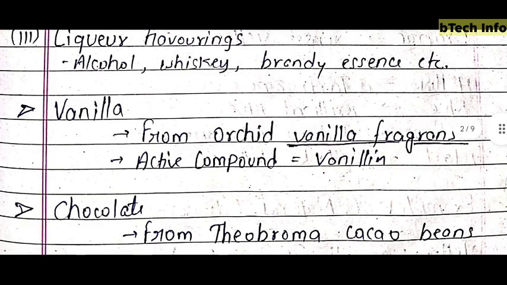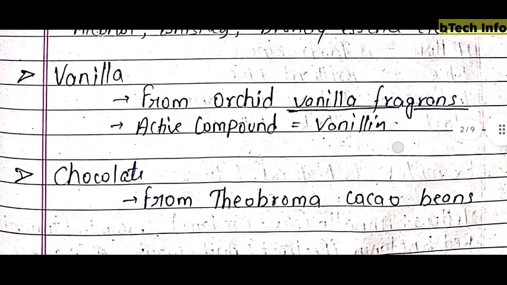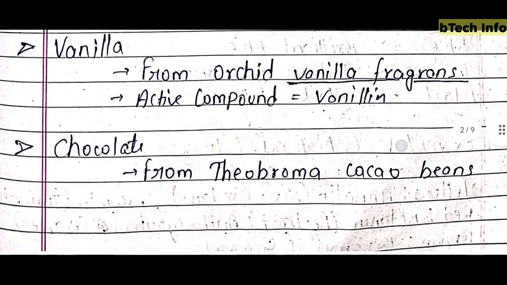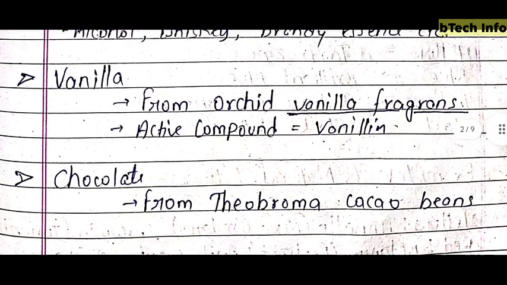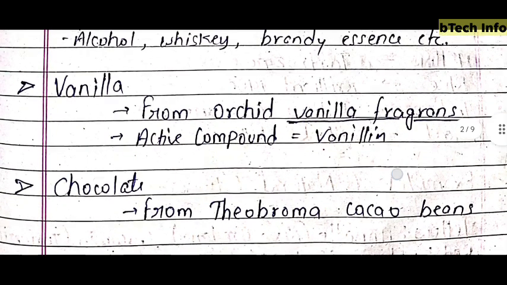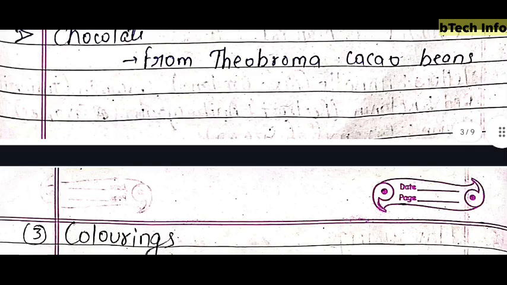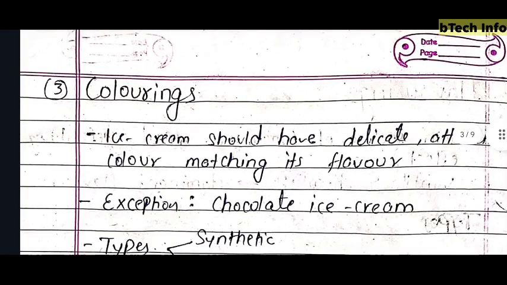Now we see vanilla. It is extracted from the vanilla orchid. The active compound in vanilla is vanillin. Chocolate is extracted from theobroma cacao beans.